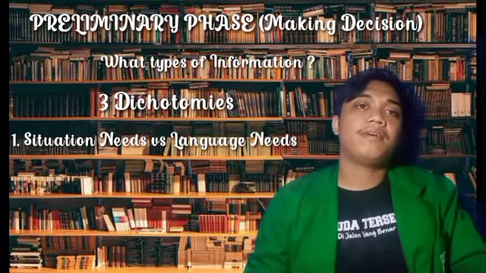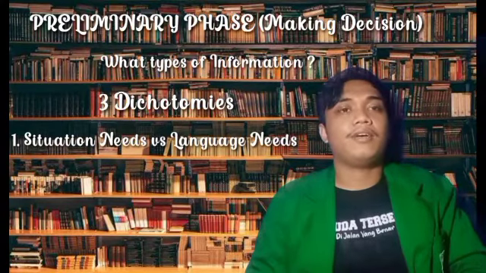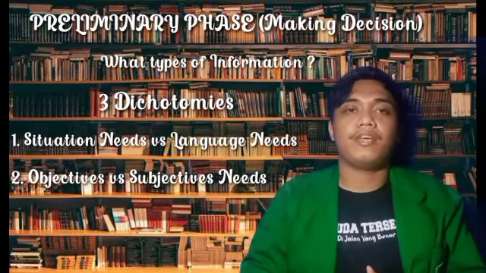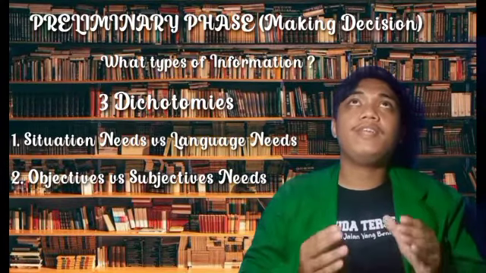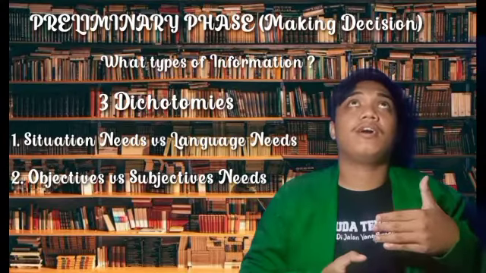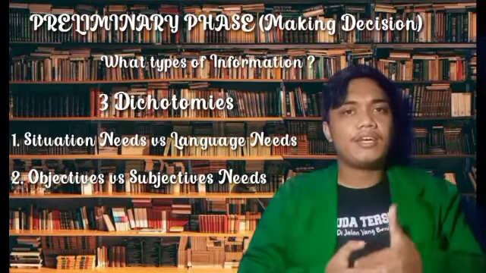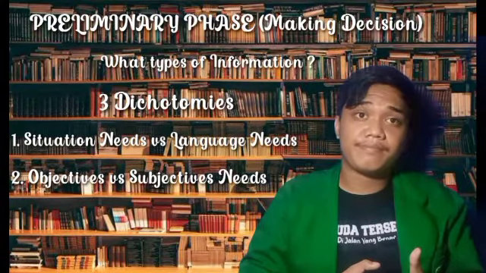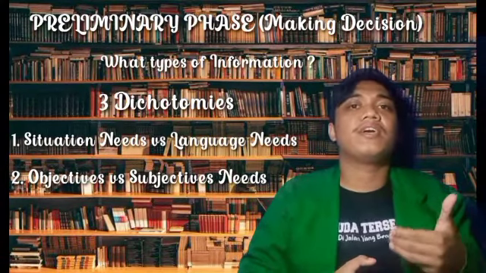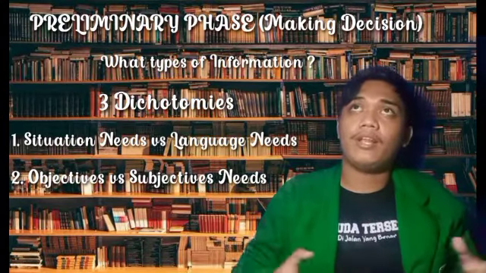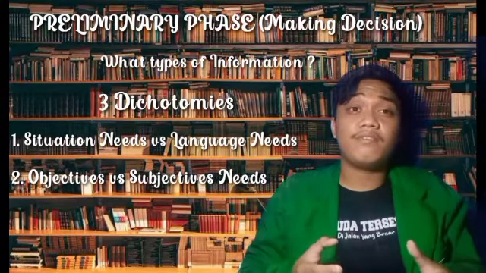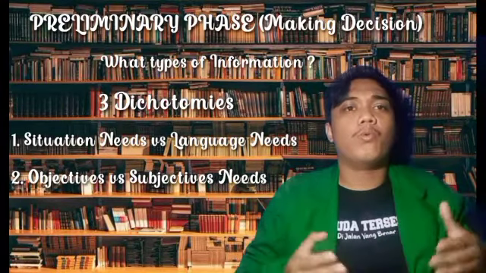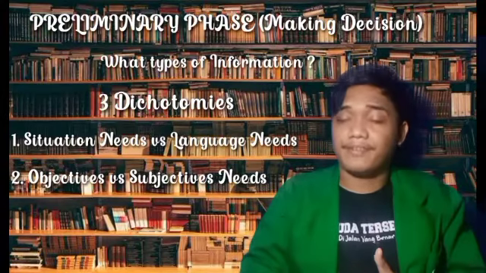The second dichotomy is objective needs versus subjective needs. Objective needs are the needs identified from observable data about the situation, the learners, and the language that the students finally acquire, while subjective needs refer to wants, desires, and expectations.